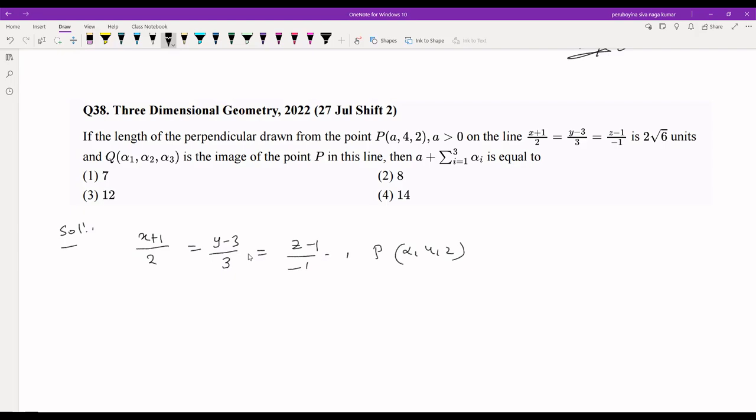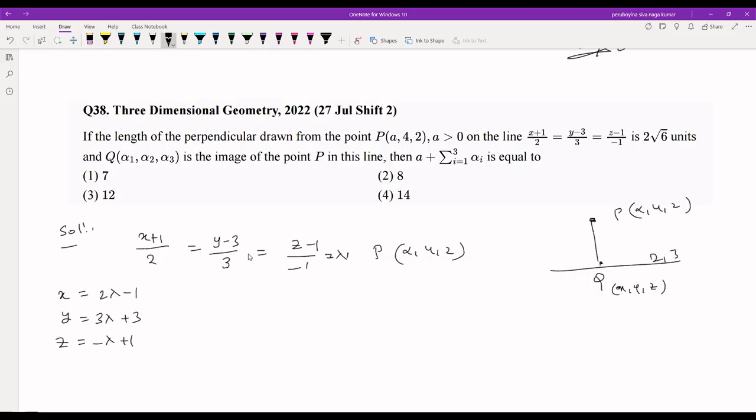Can you generate any point on this line equation? x is equal to 2 lambda minus 1, y is equal to 3 lambda plus 3, z is equal to minus lambda plus 1. So for example, this is point P and this is the line. We are generating Q, so Q can be (x, y, z), and P is (alpha, 4, 2). The DRs of this line are 2, 3, minus 1. So PQ bar is perpendicular to the line equation.